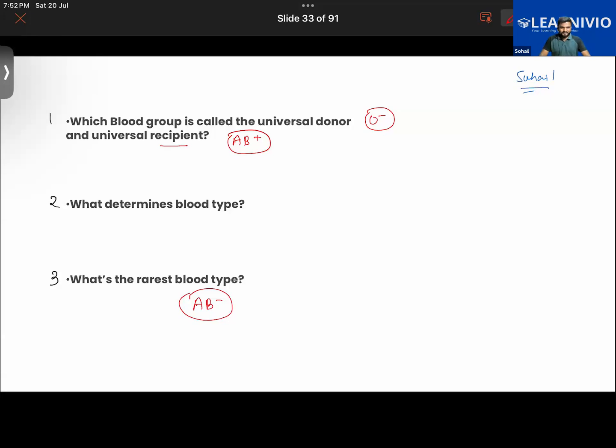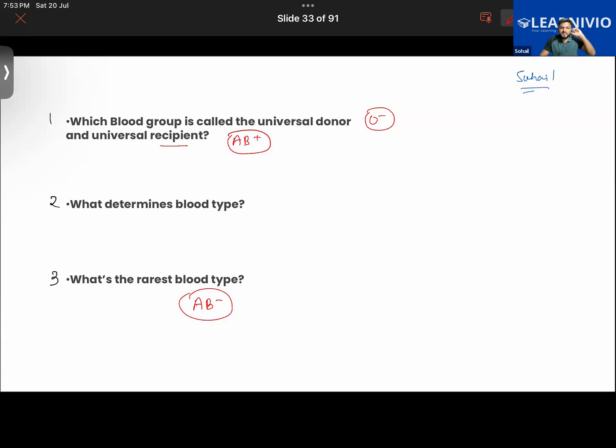Getting it? Okay. You might have heard or might not have heard of the term royal blood. Anyone heard of this term, royal blood? No, sir. Is it O positive? No, not O positive. Is it ABO? No, ABO is the blood system.